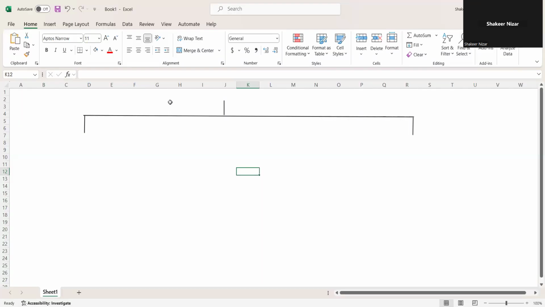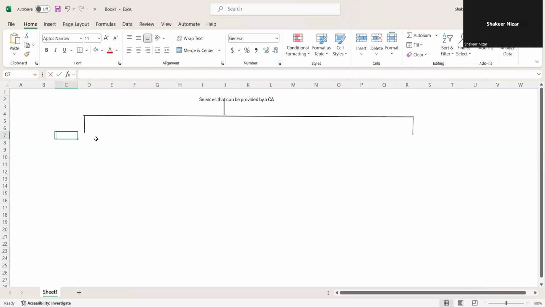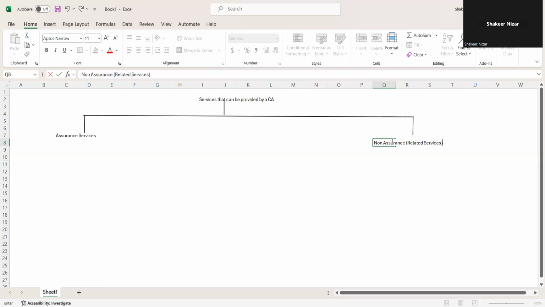So you know that services which can be provided by a chartered accountant are of two types. It means assurance and non-assurance services. We technically call them assurance services and non-assurance services. Non-assurance services we call related services.